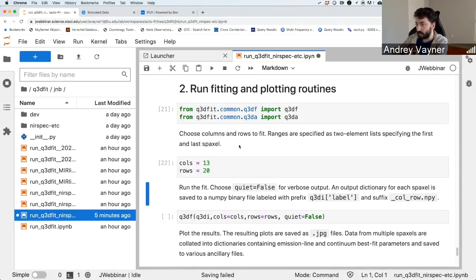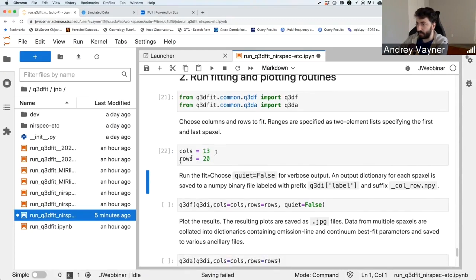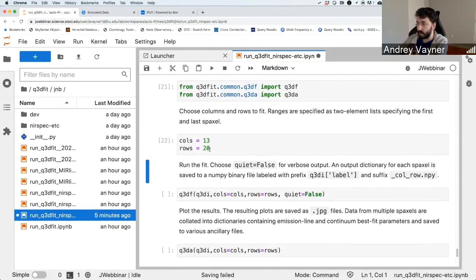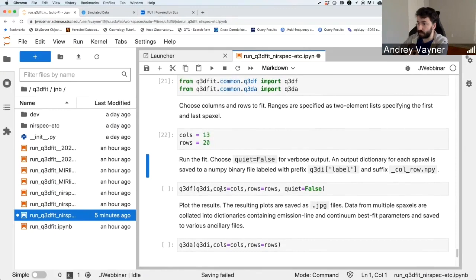And if you don't define the columns and rows here, and in the next portion you don't input those either, what's going to happen is it's going to fit all the spaxels in the data cube. So that's one way if you want to automatically fit the entire cube.